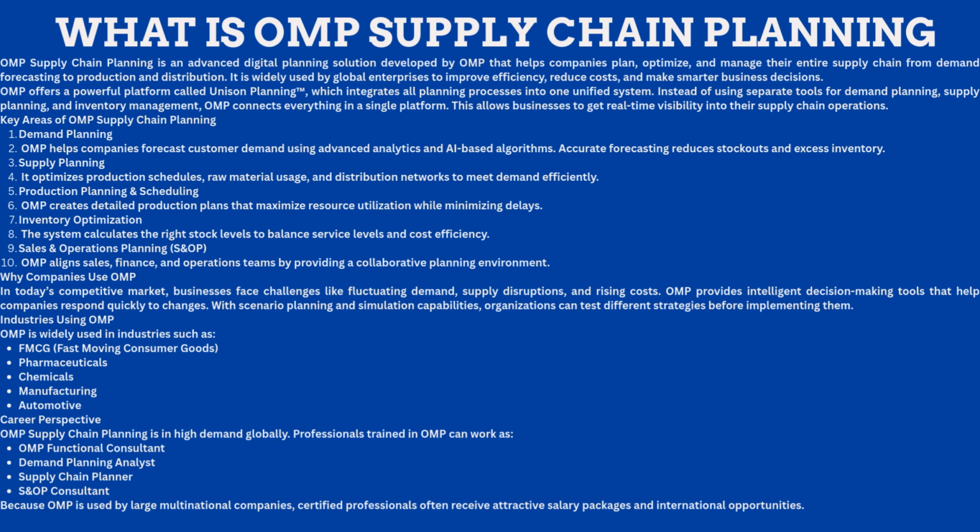Industries using OMP. OMP is widely used in industries such as FMCG, fast-moving consumer goods, pharmaceuticals, chemicals, manufacturing, automotive. Career perspective. OMP supply chain planning is in high demand globally. Professionals trained in OMP can work as OMP functional consultant, demand planning analyst, supply chain planner, S&OP consultant. Because OMP is used by large multinational companies, certified professionals often receive attractive salary packages and international opportunities.